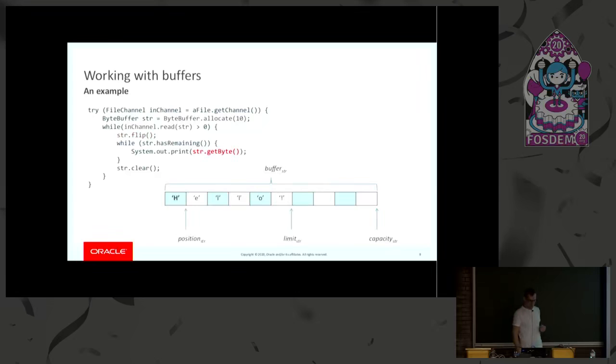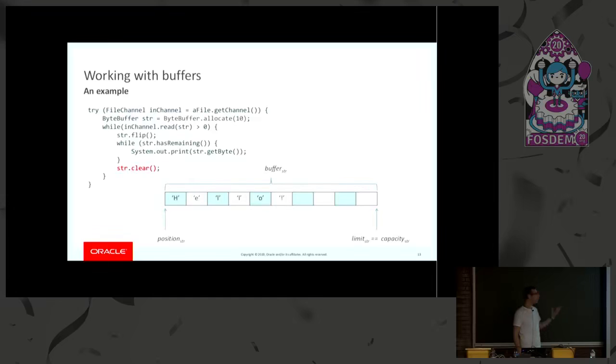So I can start doing my loop and read all the characters one by one until eventually we'll end up in a state where the position is identical to the limit. In this case, the predicate hasRemaining will return false, which means I will go out of my loop, and then I have to get ready for yet another read from the file channel. So I have to call clear. And what does clear do? Well, it will basically reset the state of the ByteBuffer to the initial state. So position will go back to 0, the limit will go back to the capacity value. And so I can do another iteration. And that's basically how you work with buffers.